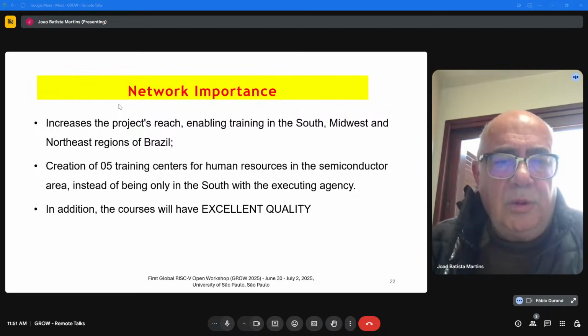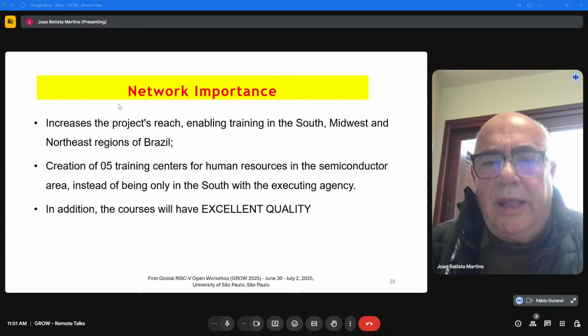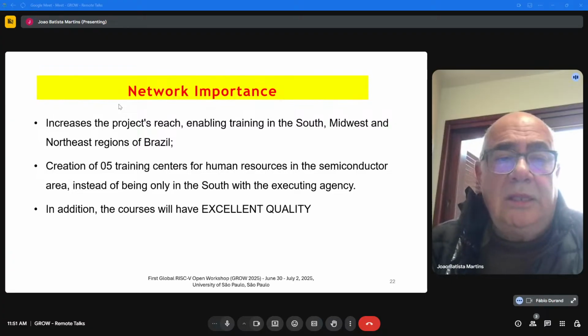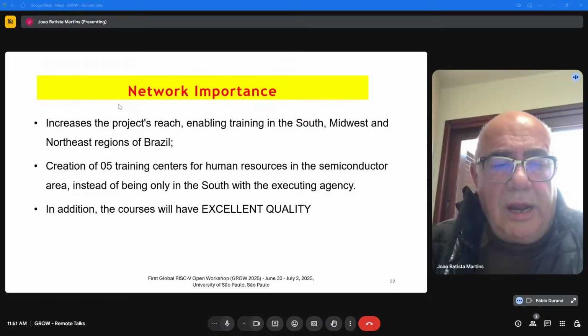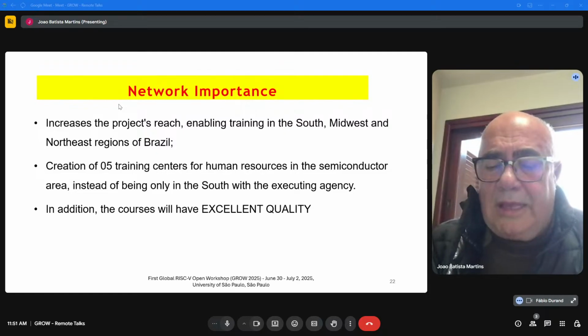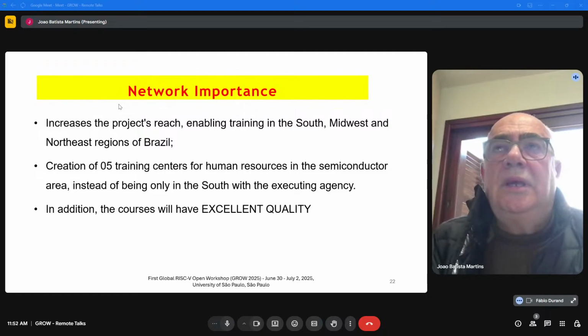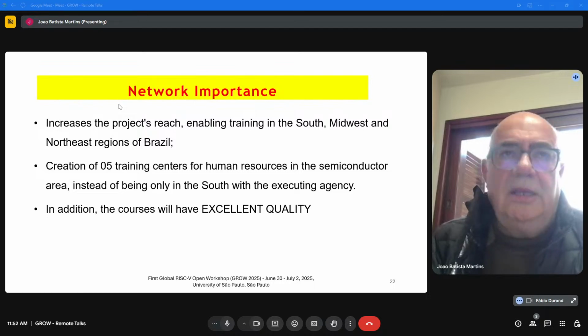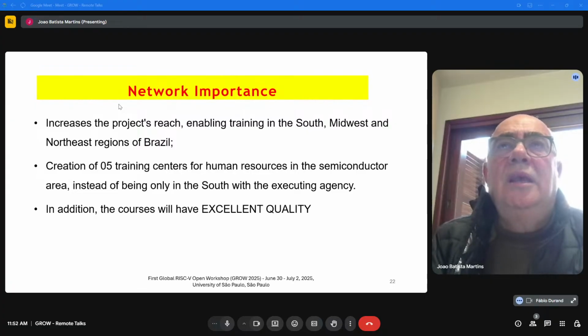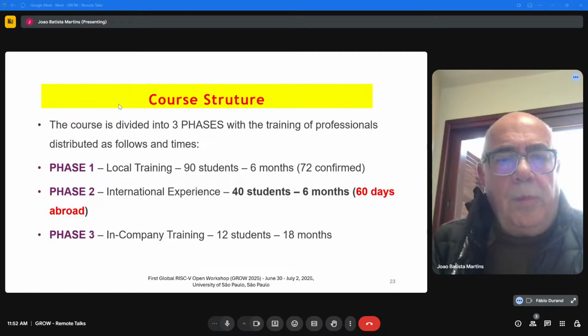Network importance: increase the project reach and enable training in the South, Midwest, and Northeast regions of Brazil. Creation of 5 training centers for human resources in the semiconductor area, instead of being only in the South with the existing agents. In addition, the course will have excellent quality thanks to the expertise of the professors in the areas of digital, analog mixed-signal, and RF.